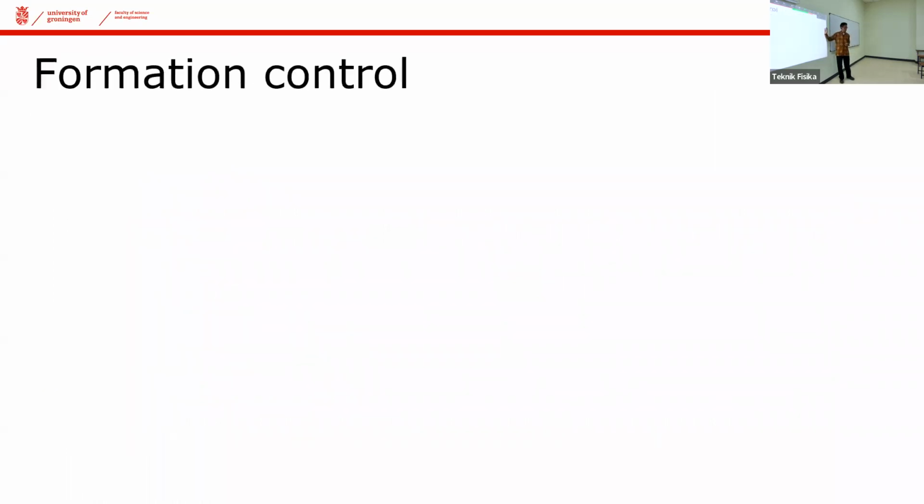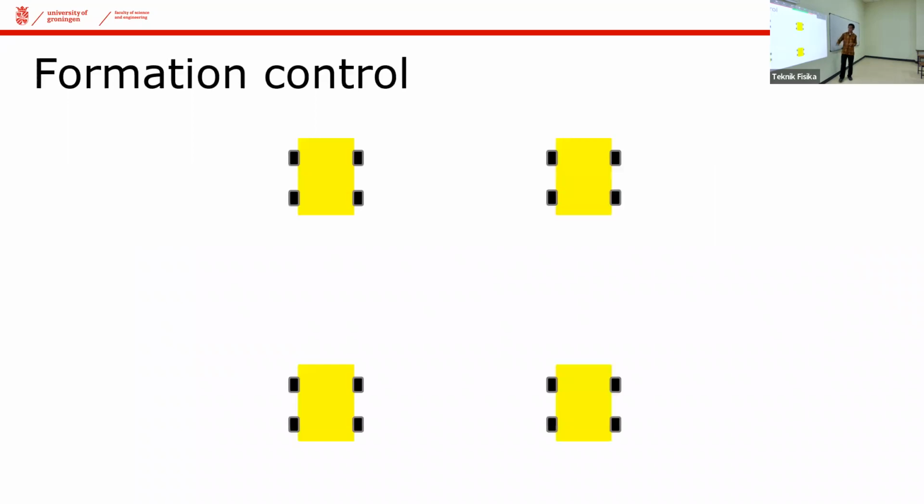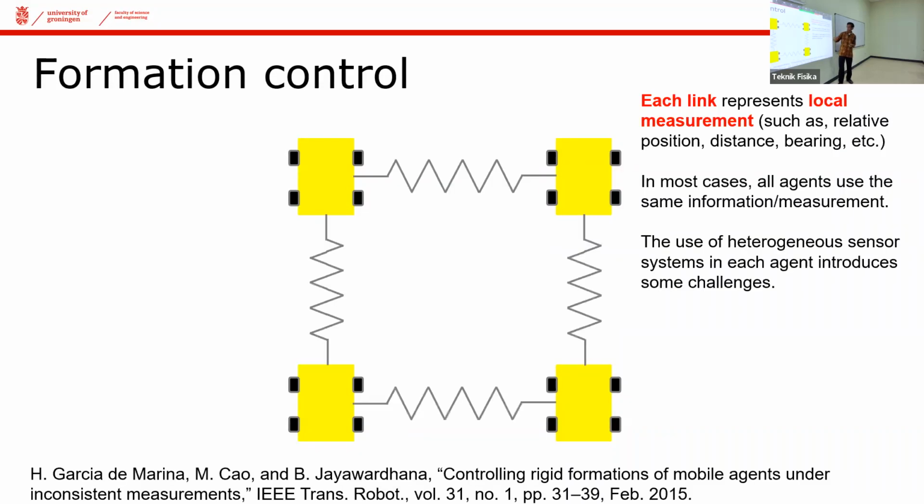So let's start with basic formation control. As a prototype, I would like to keep using these 4 yellow robots, and we assume that everything is just using omnidirectional robots. They can move in the X and Y directions easily without any problem. There is no nonholonomic constraint in this case, and we assume that every agent can only measure locally, meaning that there are sensors that can measure their neighbors.